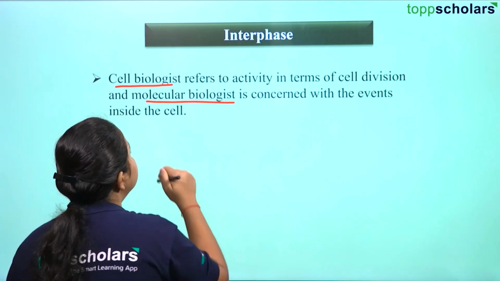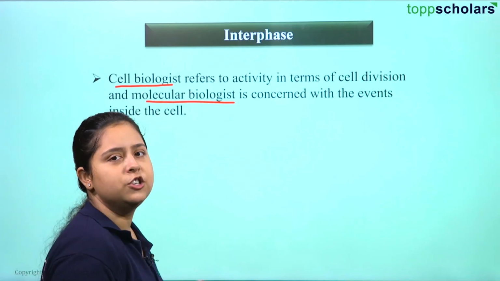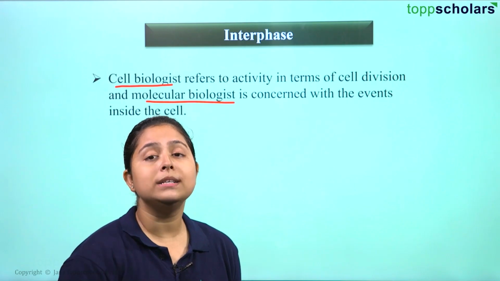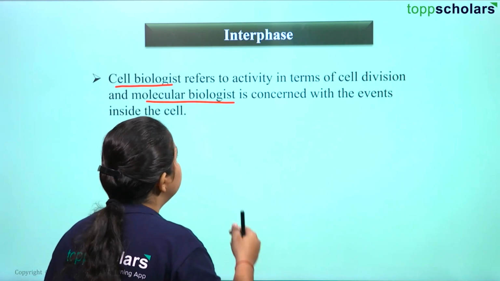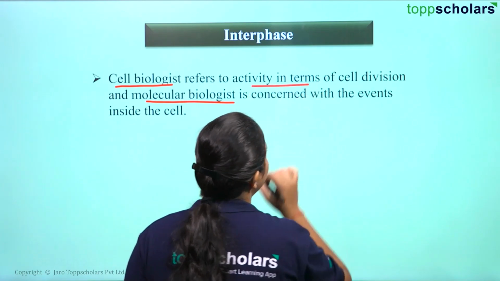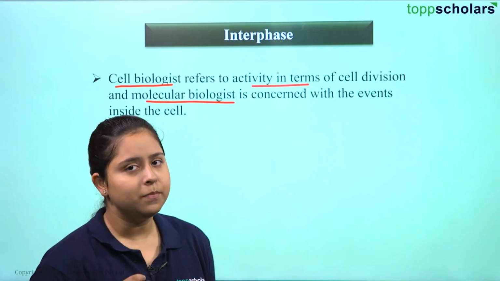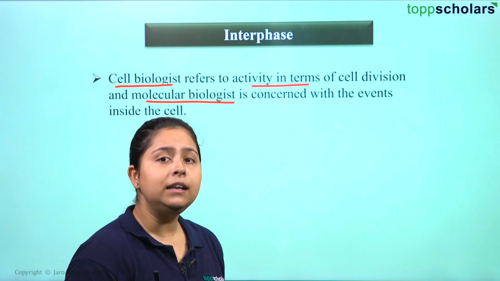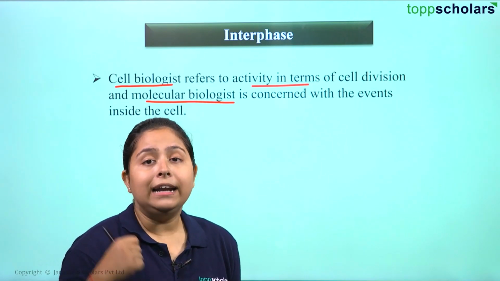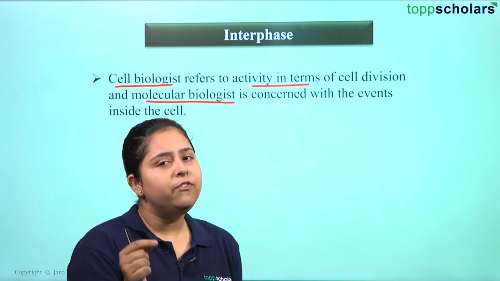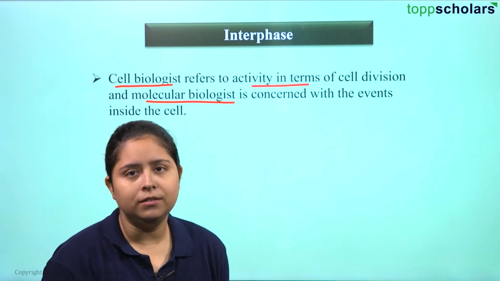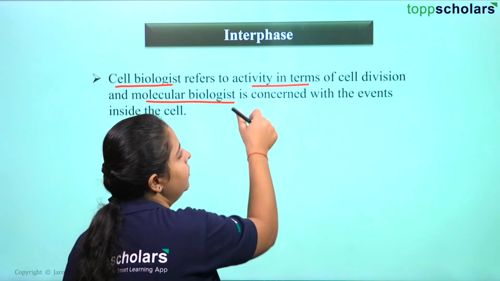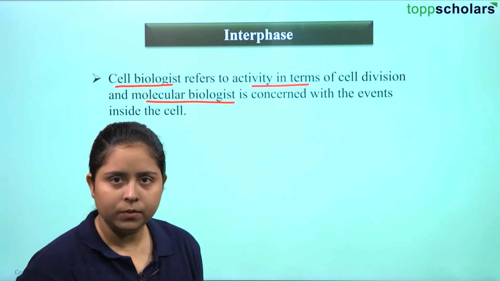Now over here, we are stating that a cell biologist, that means a person who is studying cell biology, will refer to activity in terms of cell division. That means in the cell cycle, cell biologists will say that activity is going on in M phase only. Why so? Because M phase has cell division and they are referring activity to cell division only, right?